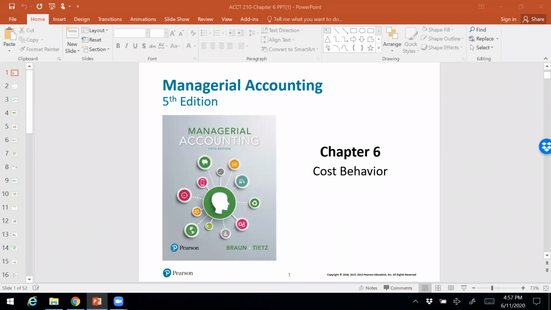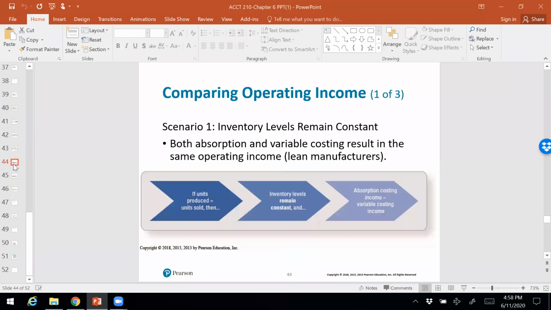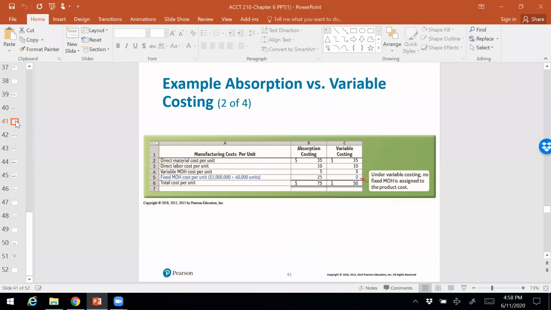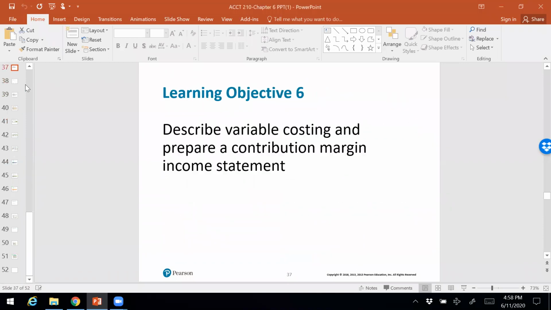In this video, we continue with chapter 6, cost behavior. So we focus on the last learning objective 6. We said that in this video, we focus on a new format of the income statement. So we will learn something called a variable costing method.